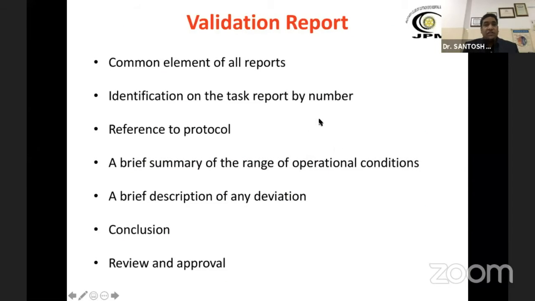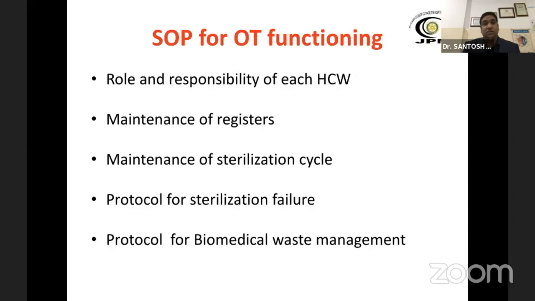The validation report must have the common element for all reports, an identification mark with a number, and a protocol reference should always be placed. A brief summary of the range of operational conditions should be mentioned, with a brief description if there is any deviation from the usual process mentioned in the SOP. And there needs to be a conclusion line, and all reports should be reviewed and approved by the hospital authorities.